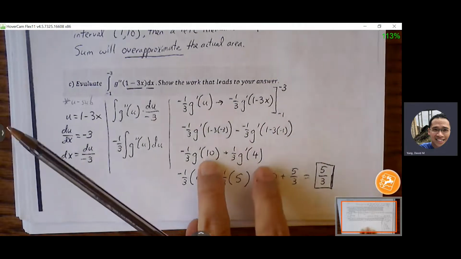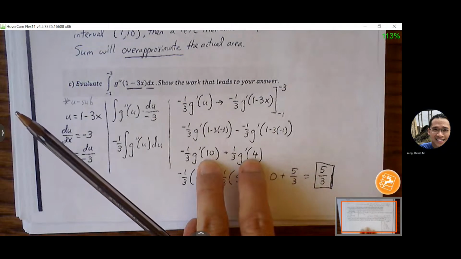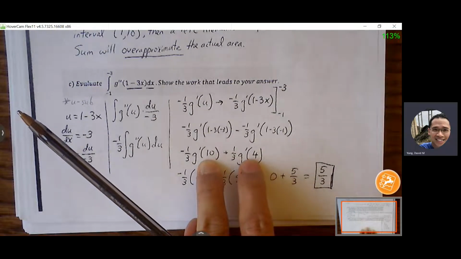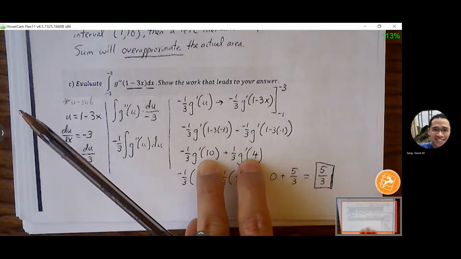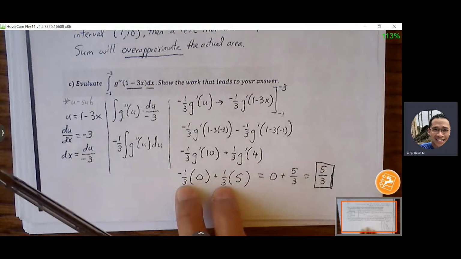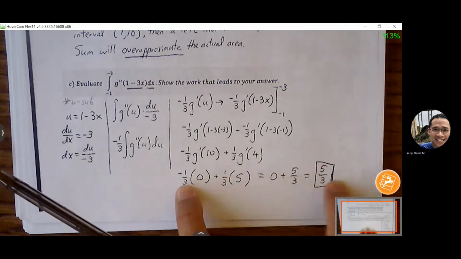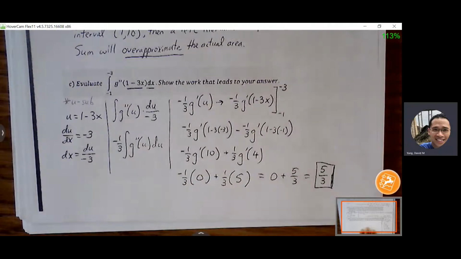G prime of 10, look at your table. It's going to be 0. G prime of 4, look at your table. It's going to be 5. Keep track of your negative 1/3 in front. 5/3.